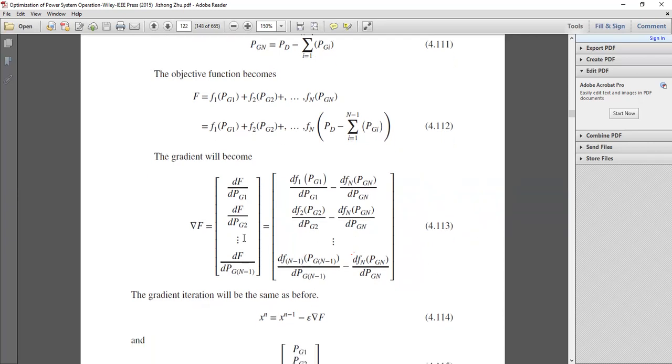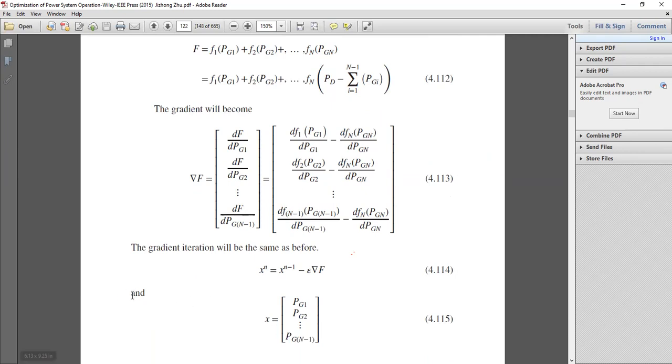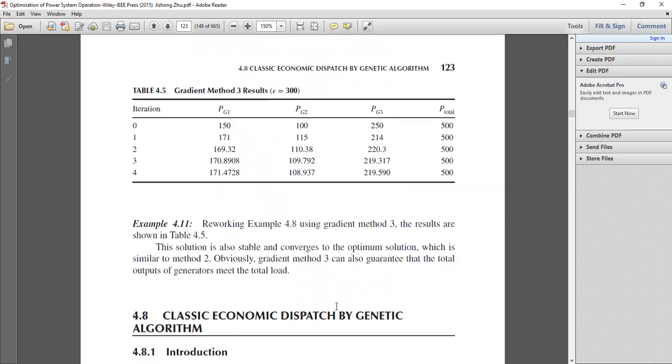Okay. So then once you have this, the gradient iteration will remain as before, and your x now has a reduced dimension. X is not taking all the n's. In the base method, it was up to n plus 1. Then it reduced to n. And now in gradient method 3, it is n minus 1. And this is how the gradient method 3 result will come.